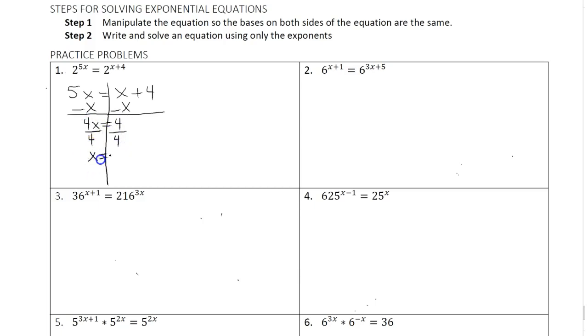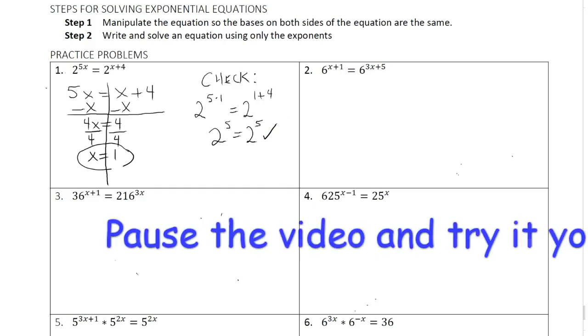For x equals 1. To check your solution, simply fill in the value of x into the original equation. 2 to the 5 times 1 equals 2 to the 1 plus 4 power. Thus, 2 to the 5th equals 2 to the 5th. Now pause the video and try the next one yourself.